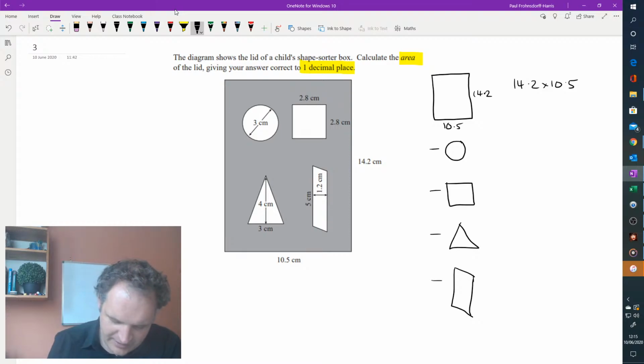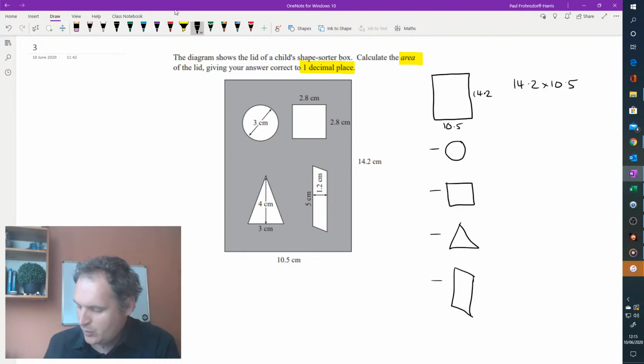I'm not rounding yet, so 14.2 times 10.5. I'm going to put the entire answer, which is 149.1.